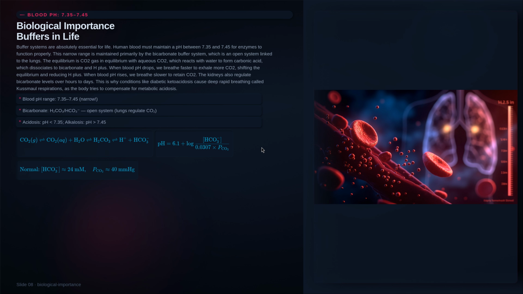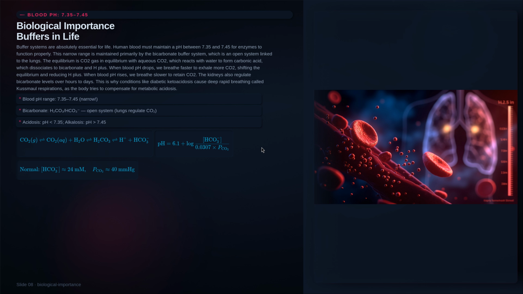Human blood must maintain a pH between 7.35 and 7.45 for enzymes to function properly. This narrow range is maintained primarily by the bicarbonate buffer system, which is an open system linked to the lungs. In the bicarbonate buffer system, CO2 gas is in equilibrium with aqueous CO2, which reacts with water to form carbonic acid, which dissociates to bicarbonate and H+.